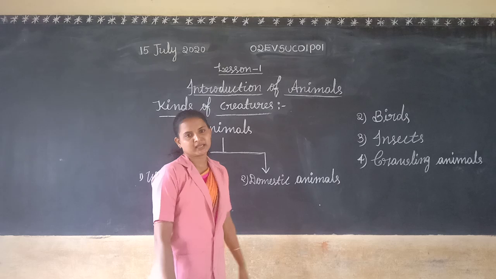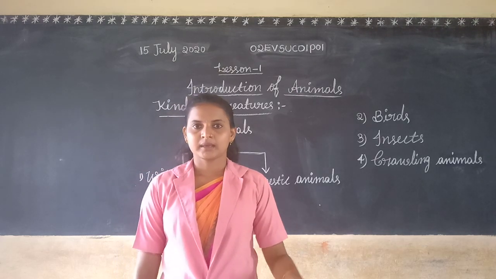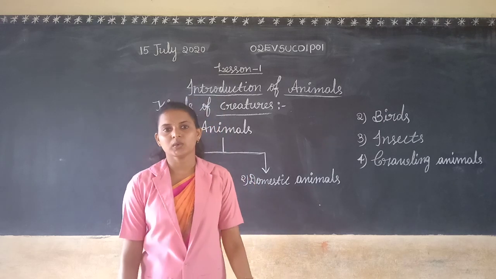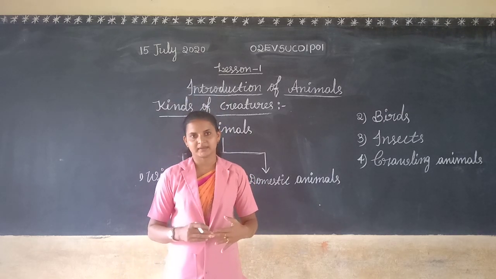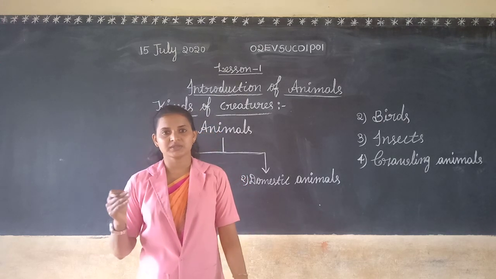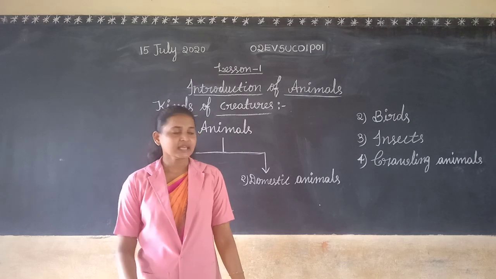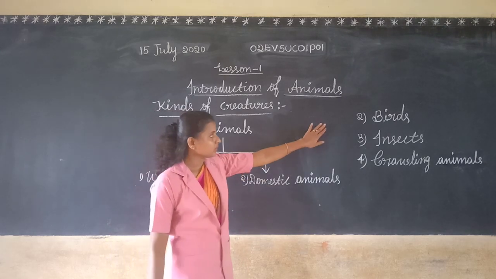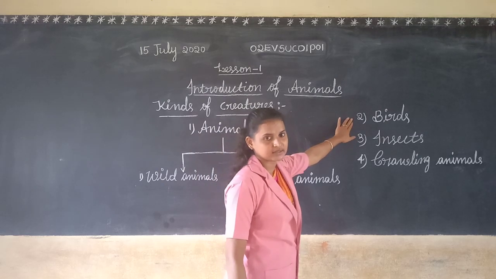Some domestic animals give us milk, meat and wool. For example, cow gives us milk. Sheep gives us wool. Next, we are going to learn about birds. Second one, birds.